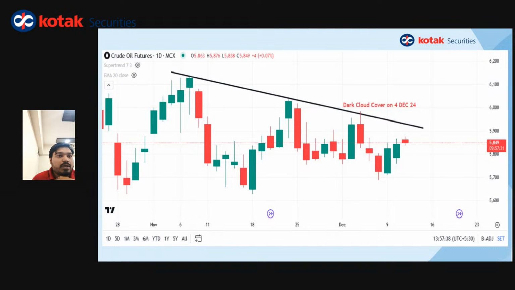I do not have an intraday chart over here now, but you can figure out that we had a bearish move specifically after the inventory data came out. Just after evening, we had a fall in crude oil prices.